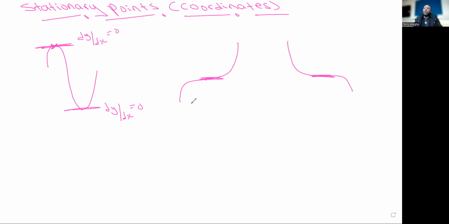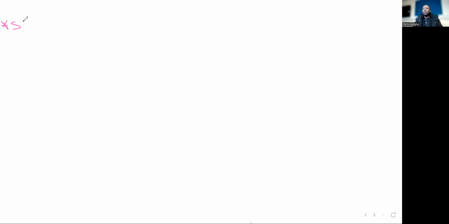So at stationary points, the key thing is the point where the derivative, dy over dx, is equal to 0. So basically, from what I've just said, you can now see that at a stationary point, the first thing you have to do is differentiate the equation, then equate it to 0. Okay, so I'm going to write it down because I know some of you do take notes, so that it will be easy for you.